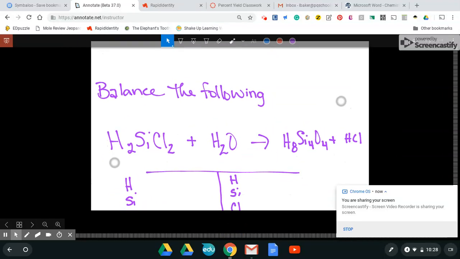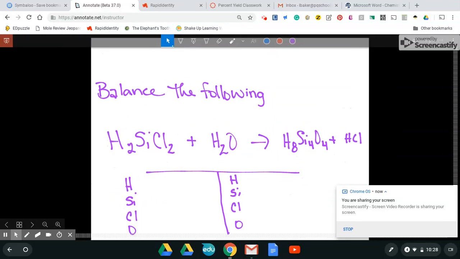Okay, so what we're going to look at today is balancing equations. When you balance, you write down everything that you're given. This is what I did right here on both the reactant side and the product side. Now, write down what you have. So you have 2, 1, 2.